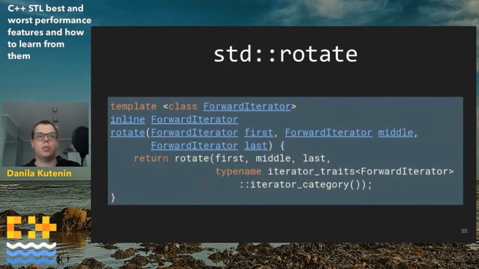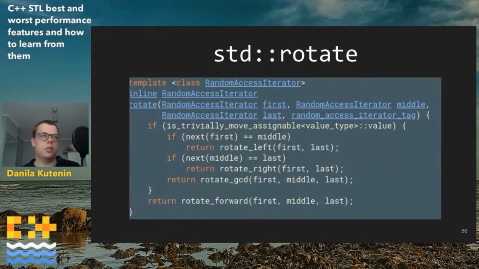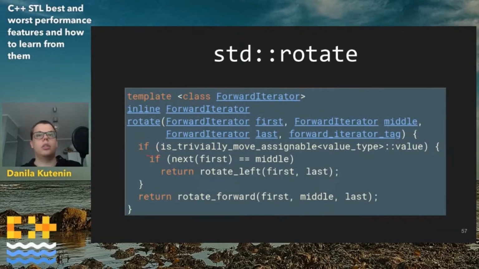In libc++, iterator tagging is used. If it sees the type is trivially move assignable, it uses GCD, otherwise forward. So it also tries to dispatch the implementation on the type of the iterator. And this is the forward iterator tag, so just rotate forward.